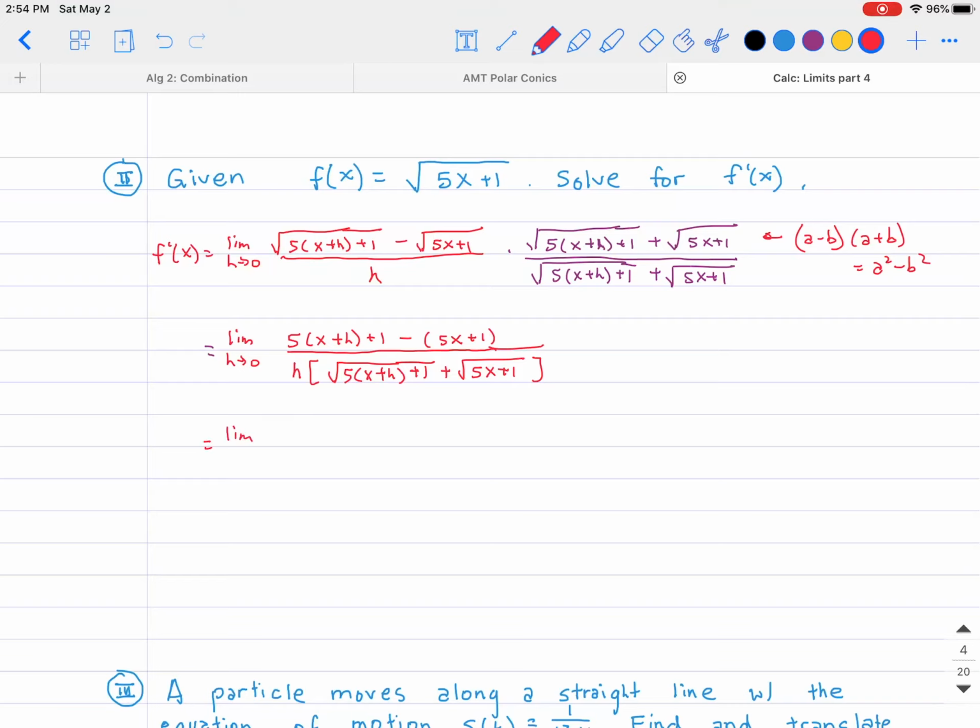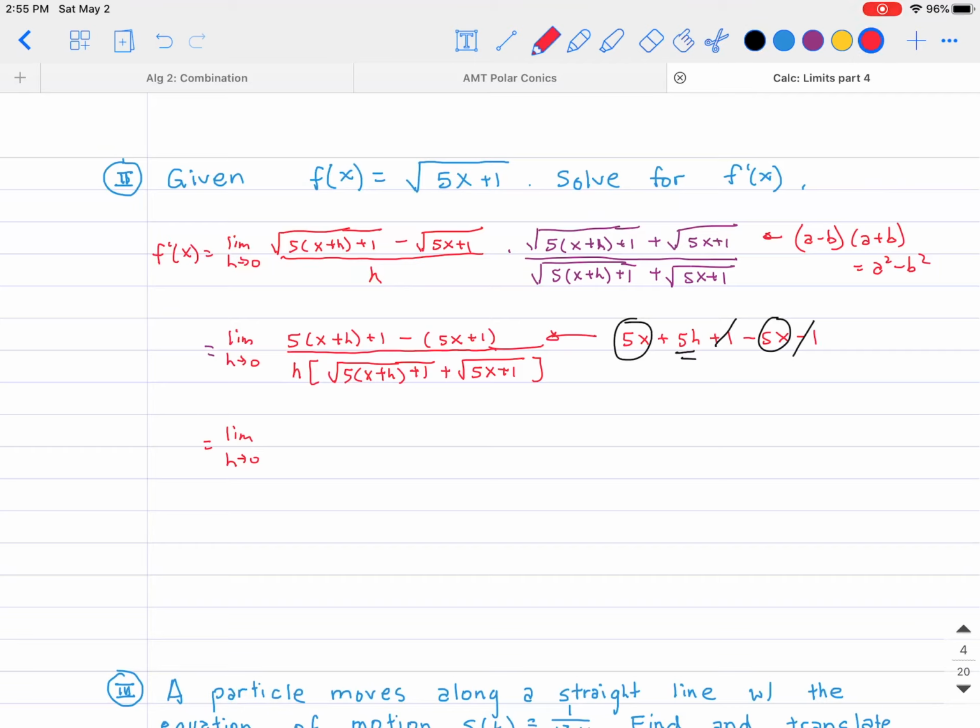Okay. The numerator, I'm going to cross my fingers and hope things will actually cancel out. The top part right here, let's see, we can kind of write it on the side to save a little bit of space. So we have 5x plus 5h, and then plus 1 minus 5x, and then minus 1. So you can see that the 1's do cancel out. The 5x also cancels out, leaving you with just plain old 5h on top.